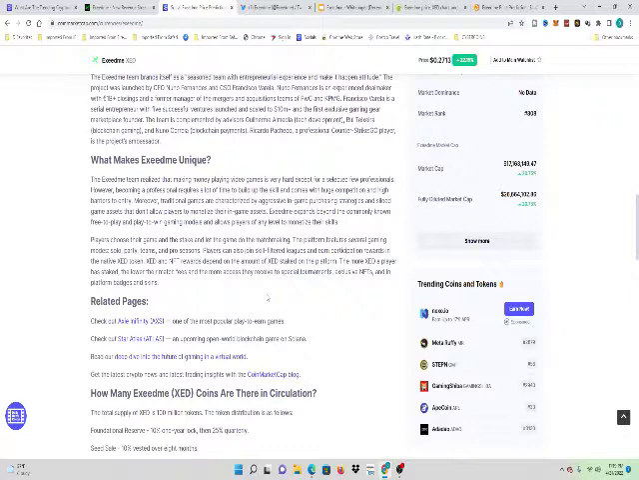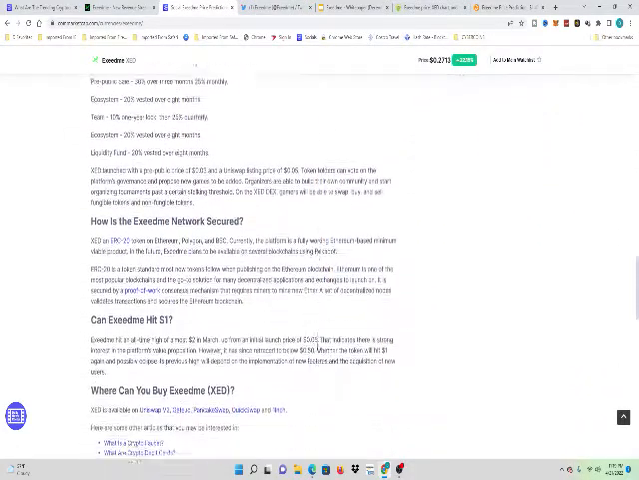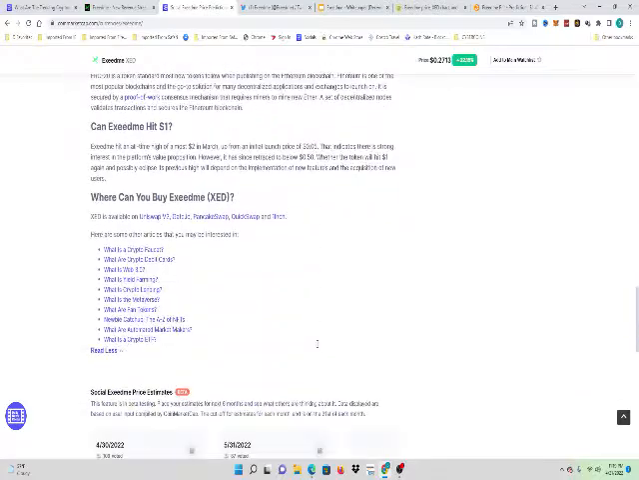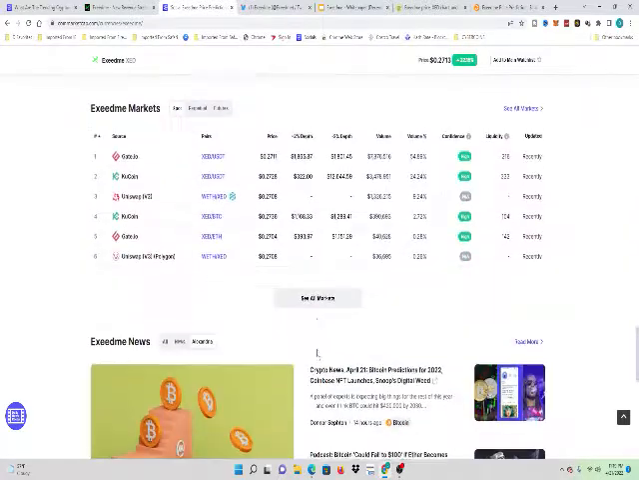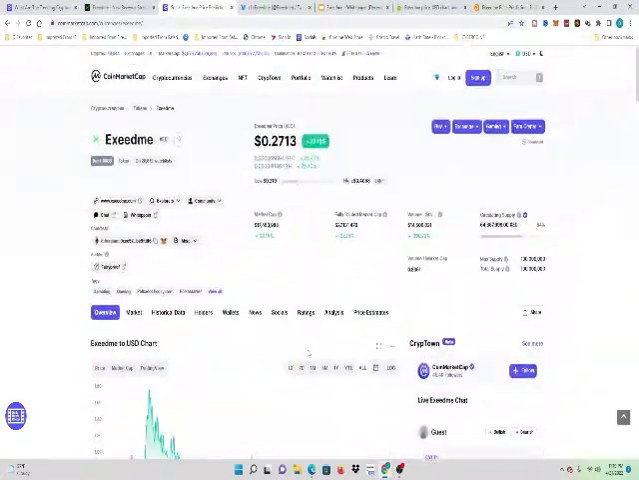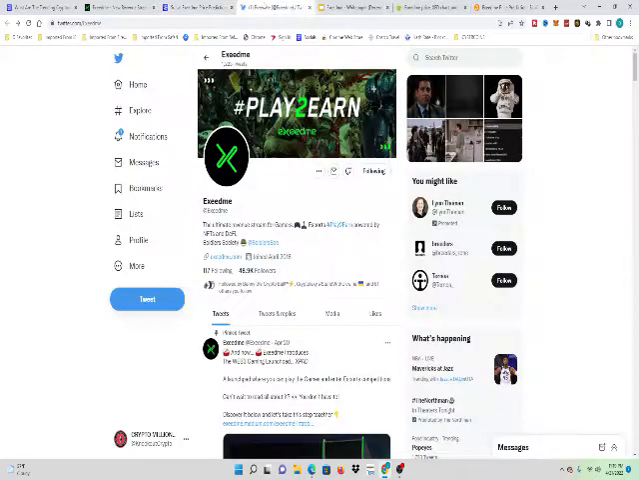One of the most popular play-to-earn games is Axie Infinity, and also Star Atlas, an upcoming open-world blockchain game on Solana. Like I said, I'm going to start covering games a lot on my channel because I believe games are where crypto is going to be getting the most use. So Exeedme is a good project to check out.